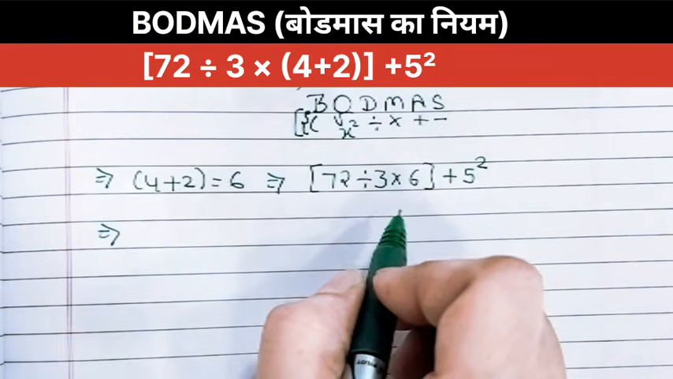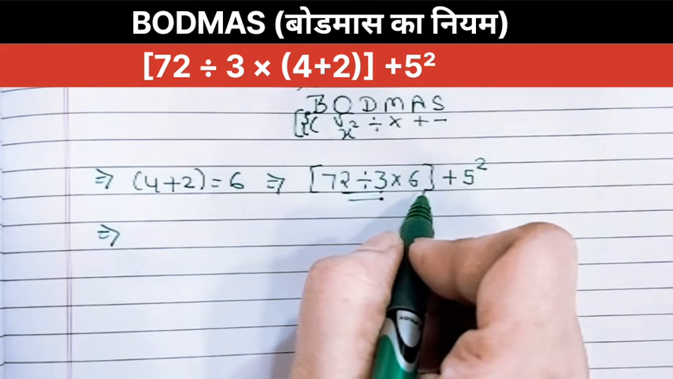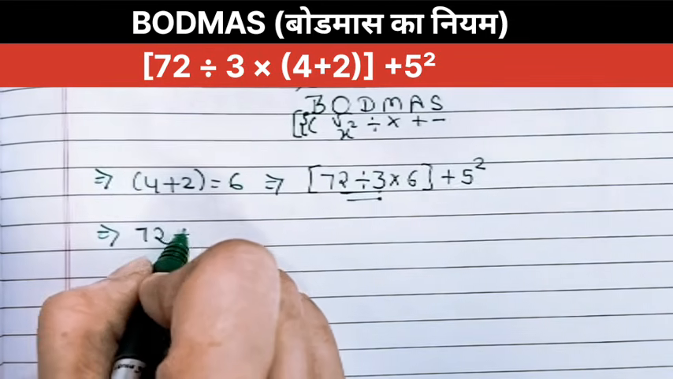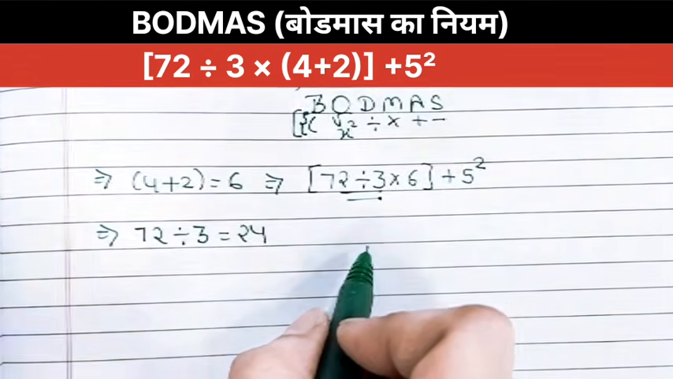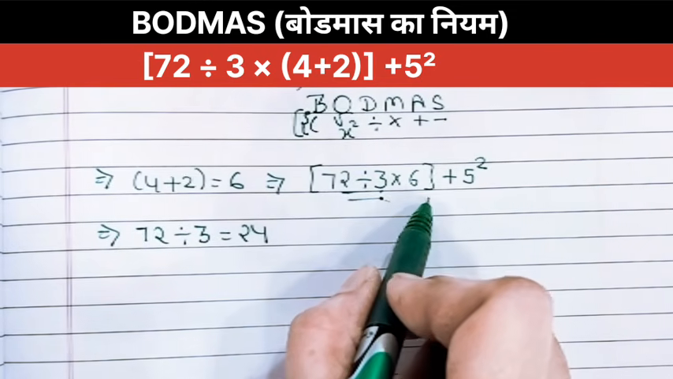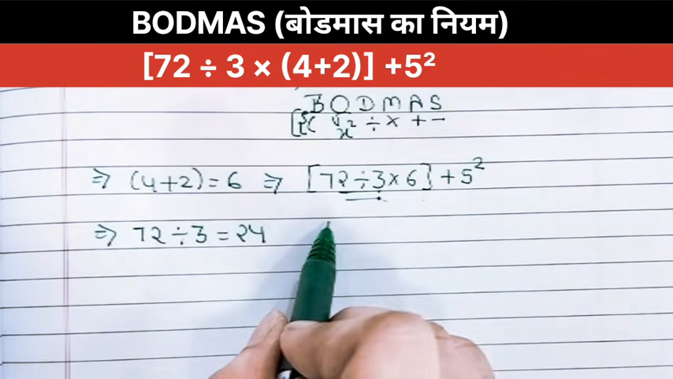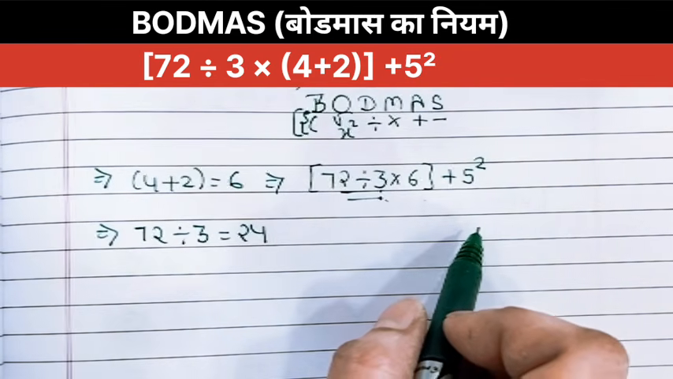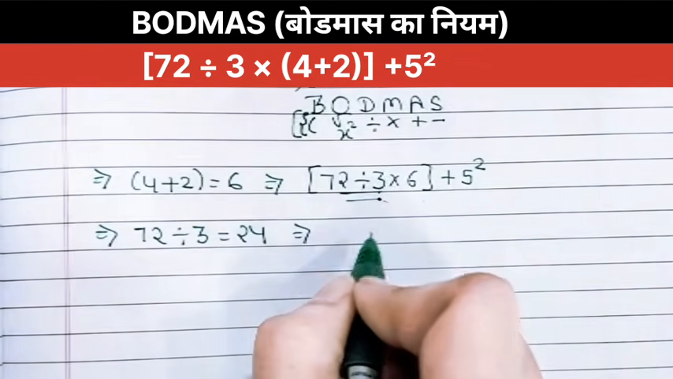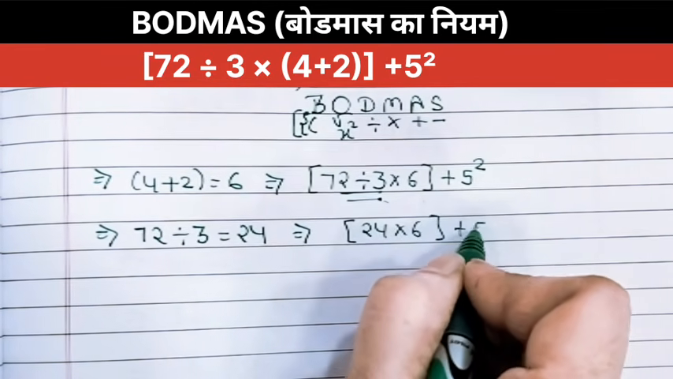Move to the next step. Solve the outer square brackets, which has a division. So this is part A: first divide, and then multiply. So now first we divide the value. 72 divided by 3 will get 24. Inside the brackets we have both division and multiplication. According to the BODMAS rule, division and multiplication have equal priority, so we solve them from left to right, and division comes first in this sequence. So first we divide. Now the current expression becomes 24 multiplied by 6 square bracket, plus 5 square.